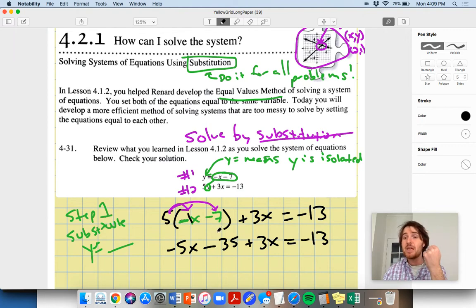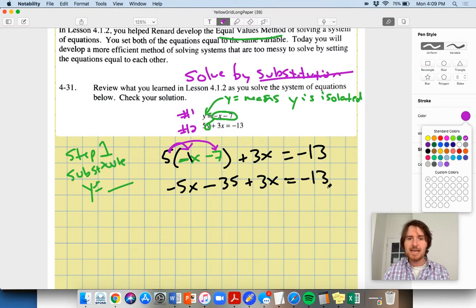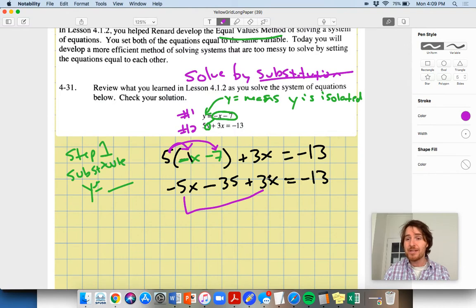Step 2 is to combine like terms. What I see here is a negative 5x and a positive 3x. Those are like terms: they have the same variable and the same exponent, both x to the first power. Terms are separated by pluses and minuses. There are lots of rules of math that you pick up through the years. So, negative 5x, add 3x to it.